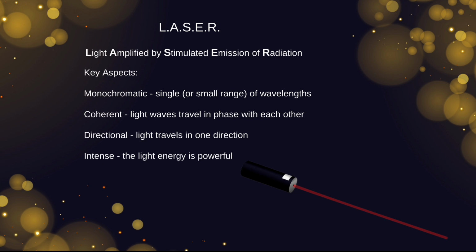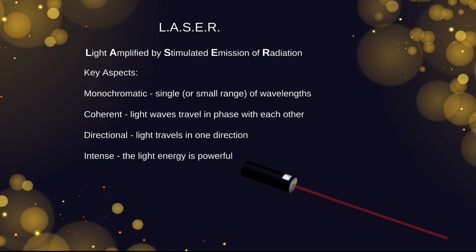Lasers are monochromatic, which means the light they emit has a very small range of wavelengths. Recall the electromagnetic spectrum we learned about in the previous video. Lasers emit light that is not a combination of all the wavelengths, but rather a specific wavelength or small range of wavelengths, producing a distinct color.